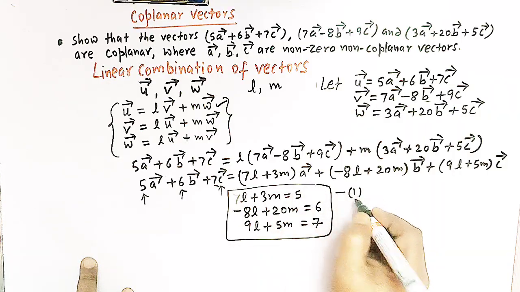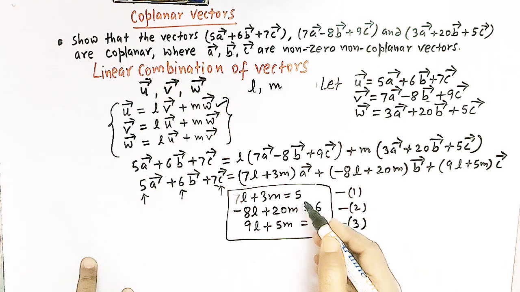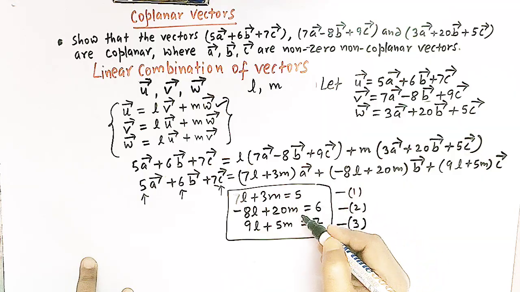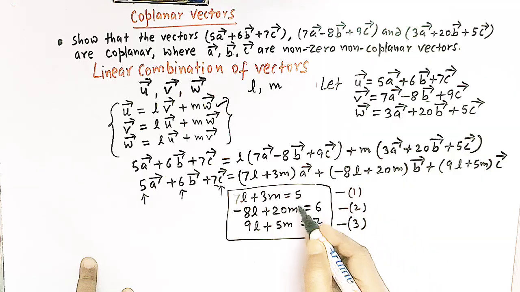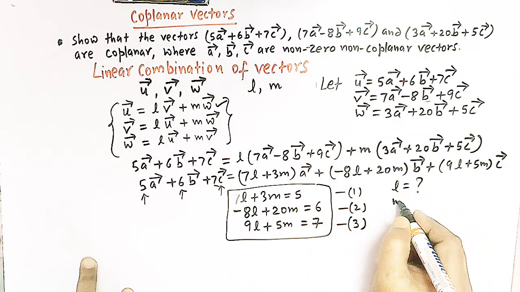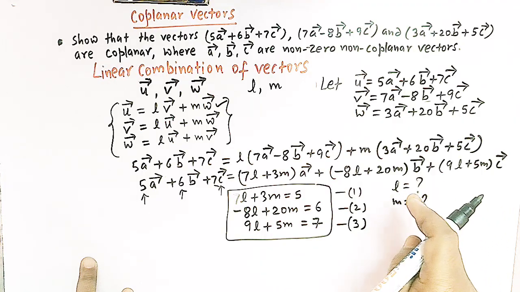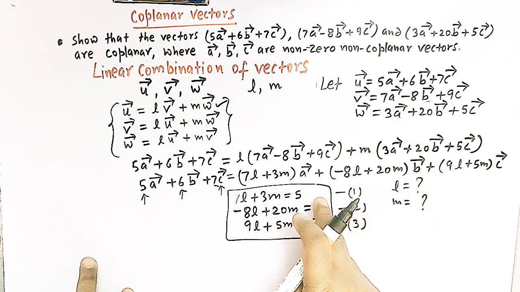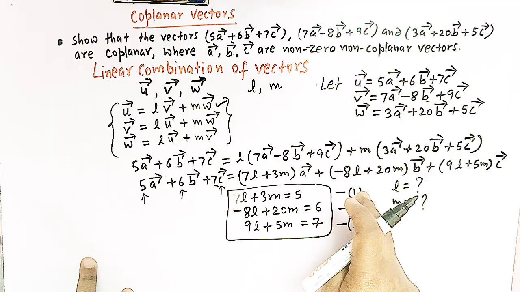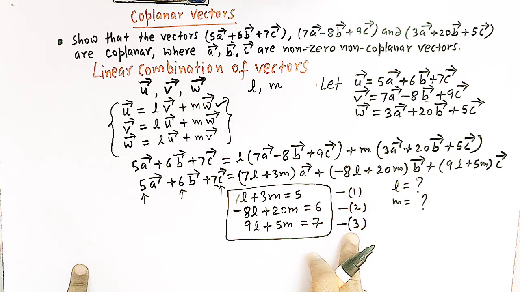Now let us take this as equation 1, this as equation 2, and this as equation 3. Now we can select any two of these equations and solve them to get the value of L and the value of M, and then we'll see whether the values of L and M obtained by solving any two equations satisfy the third equation, that is, equation 3.